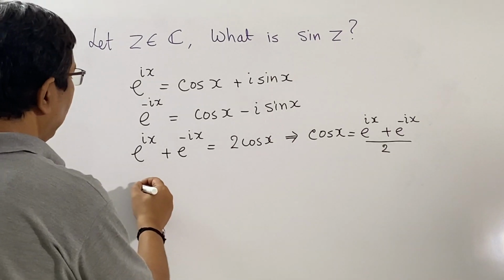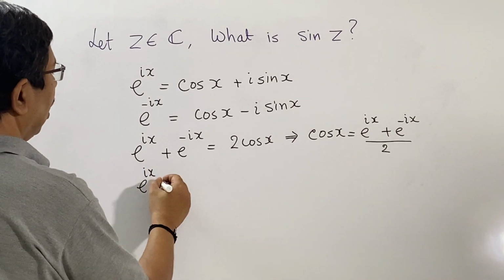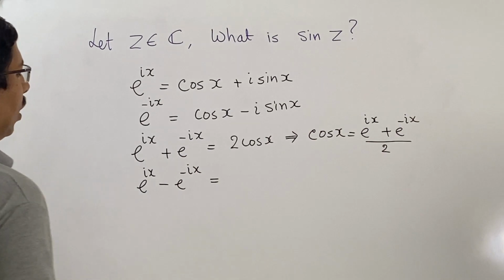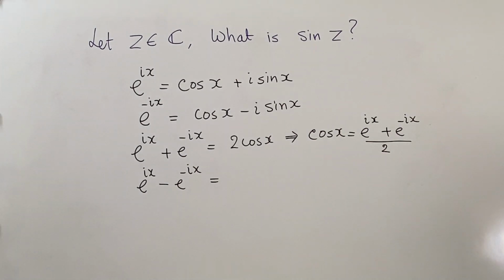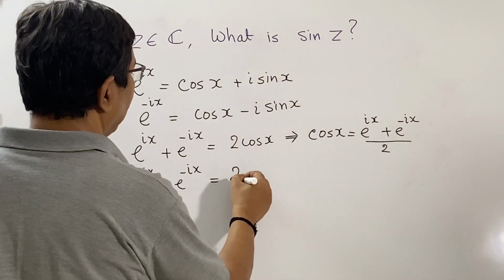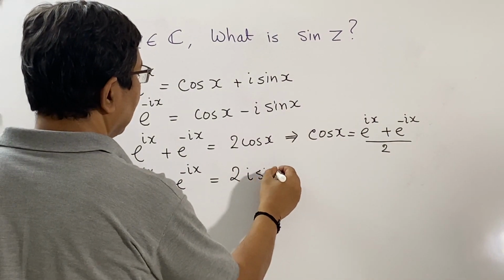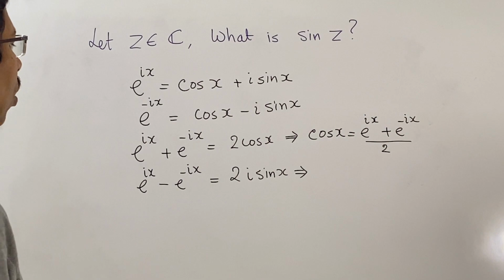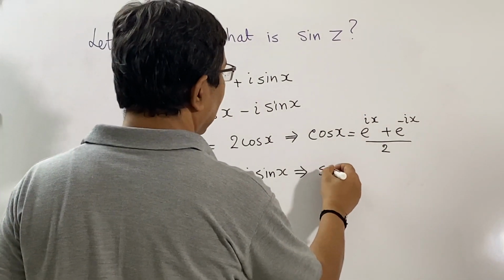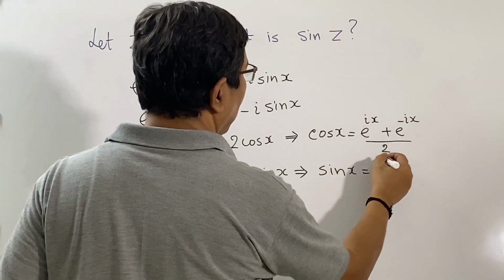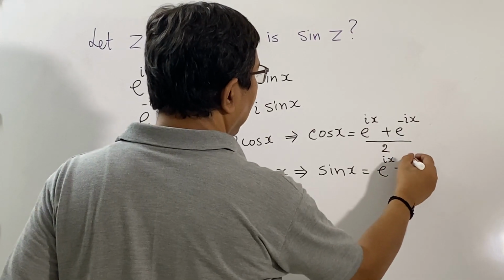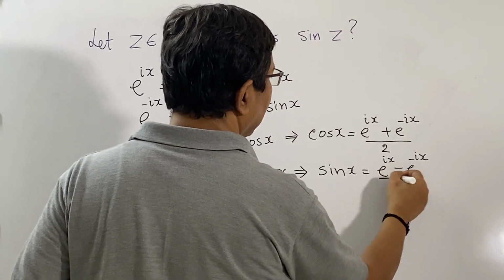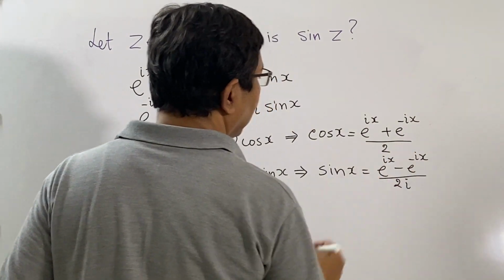If instead of adding, you subtract, then we get e to the power ix minus e to the power minus ix, and you see that then we have 2i sin x, and therefore we obtain sin x as e to the power ix minus e to the power minus ix by 2i.